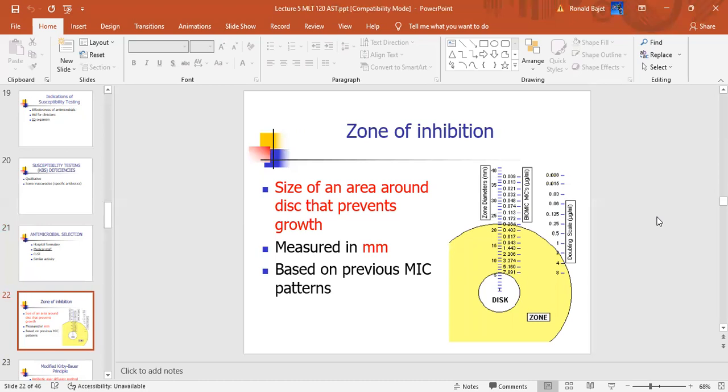Okay, so you're measuring the size of an area around a disc that prevents growth. That's called the zone of inhibition, and it's measured in millimeters. You measure the maximum distance across the disc, which is right at the equator, right across the midpoint of the disc. The zone of inhibition is based on previous MIC patterns. And again, the standard zone sizes for whether an antibiotic on the Kirby-Bauer is sensitive or resistant are based on CLSI standards, Clinical Laboratory Standards Institute.